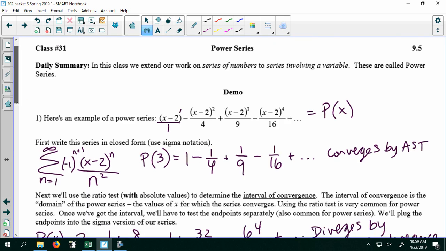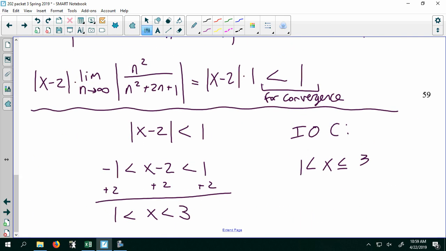So I'm going to go back to my previous slide, and I'm going to include the 1, the endpoint of my interval. So those are all the x values that will make that series converge. Plug in anything from 1 to 3, including the 1 and the 3, you'll get convergence for that power series.